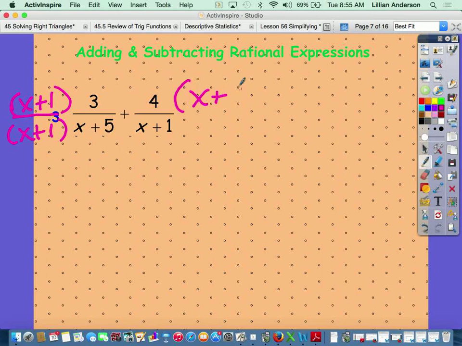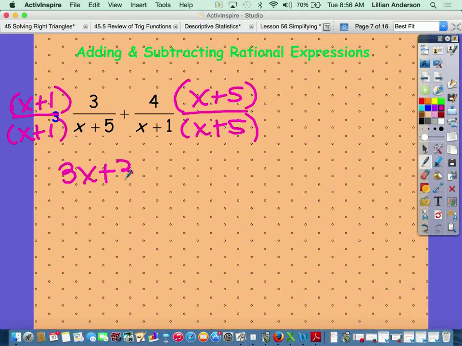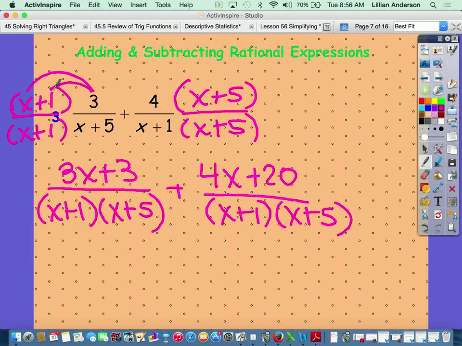This side's missing an x plus 5 over here. So now, you multiply. On the left side, what are you going to have? 3x plus 3. The bottom is going to be an x plus 1 times an x plus 5. On the right side, what are you going to have? 4x plus 20. The bottom, you'll have an x plus 1 times an x plus 5. Okay, remember, you distribute. You distribute.